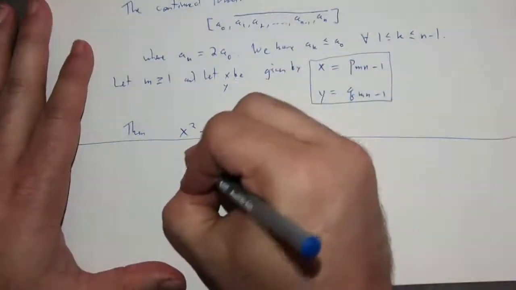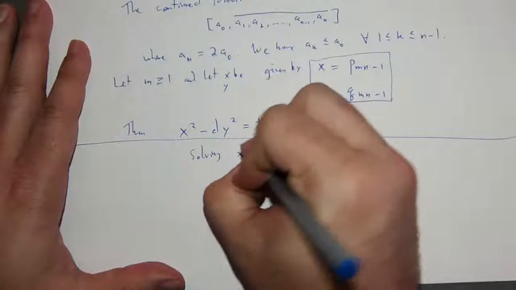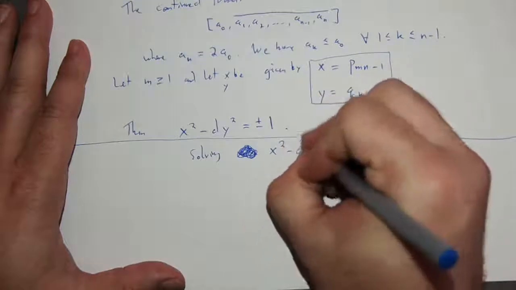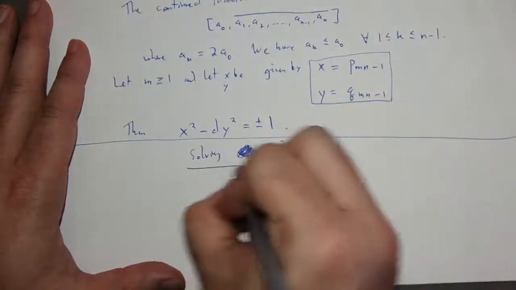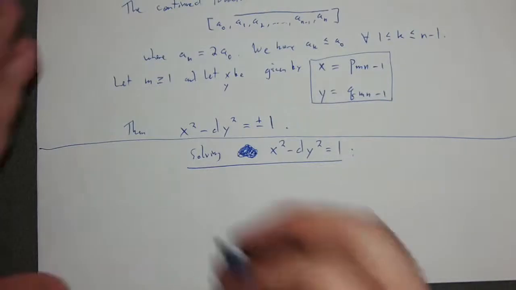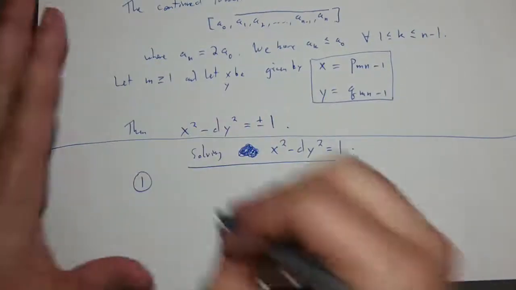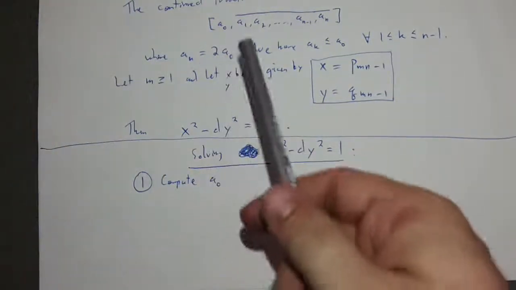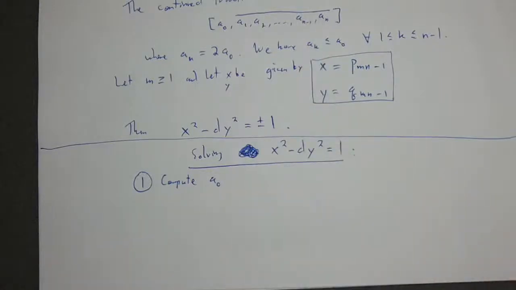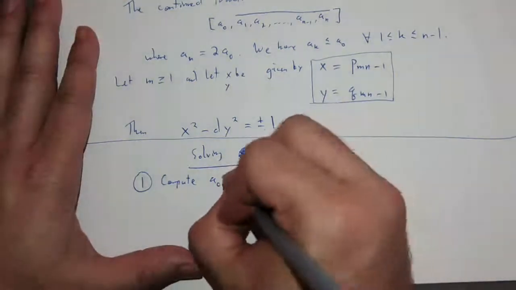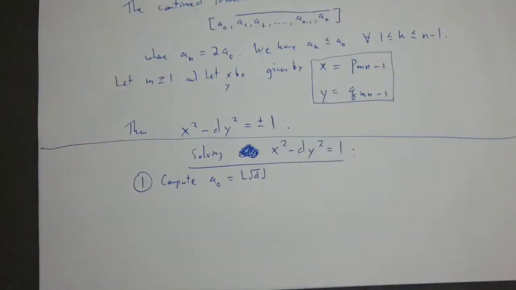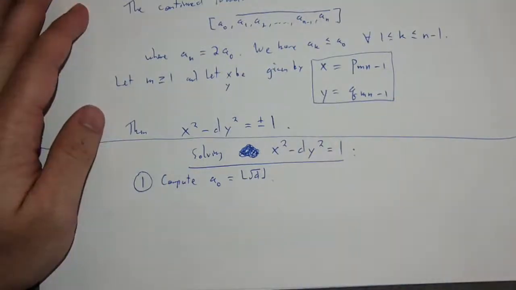So solving x squared minus dy squared equals 1. How do I do it? The first step is to compute a naught. A naught was 4 when we were looking at square root of 19. What's the relationship between 4 and square root of 19? It's the nearest integer below, right? So this is the floor function of square root of d. So a naught is the floor function of square root of d. That's the first thing I do.